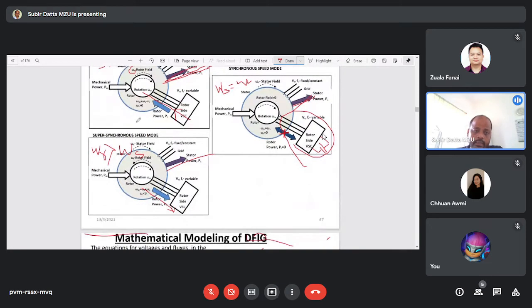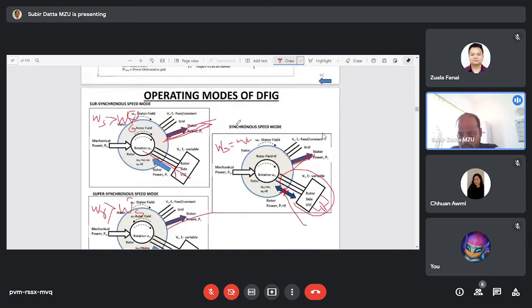Okay, next, during the supersynchronous mode of operation, you just see the stator power is also flowing from stator to the grid, and the rotor power will be fed to the grid via the power electronics converters. Okay, so here the speed of the rotor winding will be more than the synchronous speed.